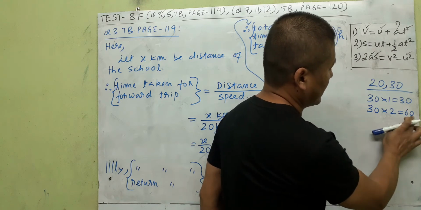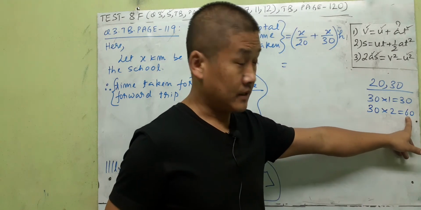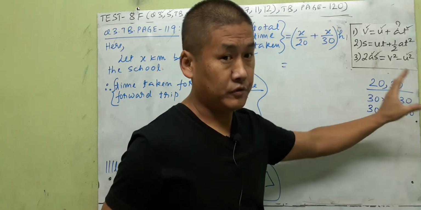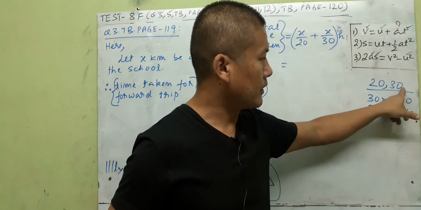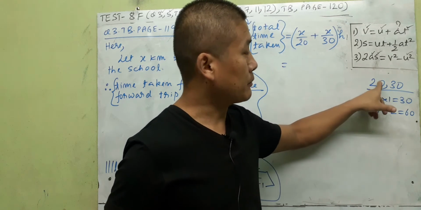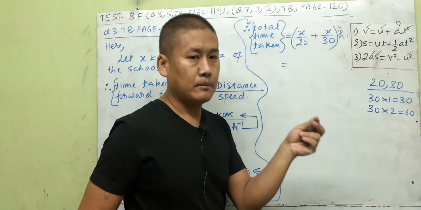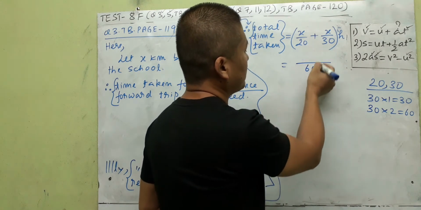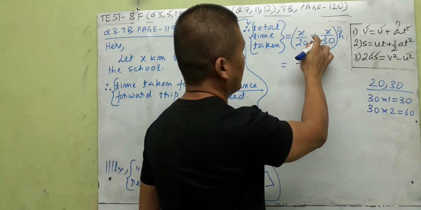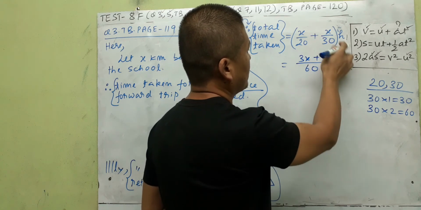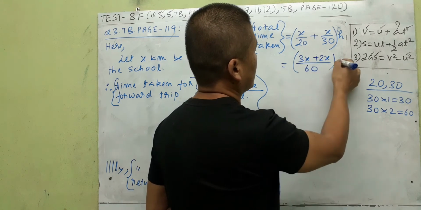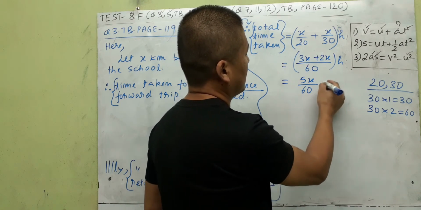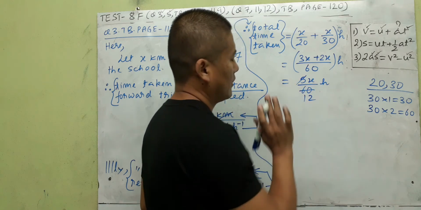3 twos are 60. So the next multiple of 30 is 60, which is also a multiple of 20. 2 ones are 20, 2 twos are 40, 2 threes are 60. So the first multiple of the bigger number which is also a multiple of the smaller number is called the least common multiple, which is simply abbreviated as LCM. So 20 into 3 is 60, so 3 into x, 3x, plus 30 into 2 is 60, 2 into x is 2x. So this hour. 3x plus 2x is 5x divided by 60 hours. So 5, 1 in hand, 5 2s are 10.